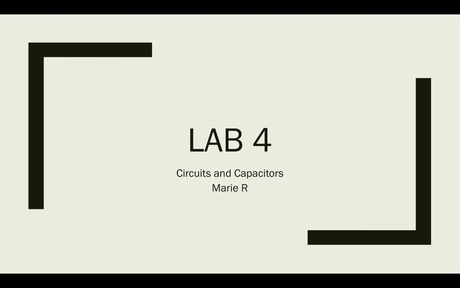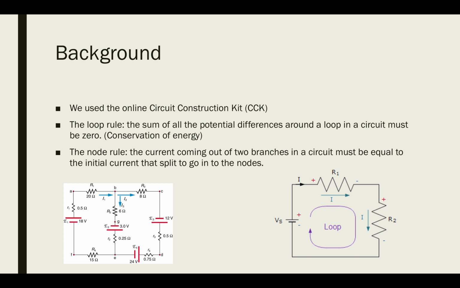For Lab 4, we analyzed the current and potential difference throughout a circuit with different elements such as capacitors and bulbs. We used the Online Circuit Construction Kit, or CCK, from the Colorado PHET project. Major physics principles we used in the lab were Kirchhoff's laws, such as the loop rule and the node rule. We used these in order to calculate potential difference, current, and resistance around a circuit.